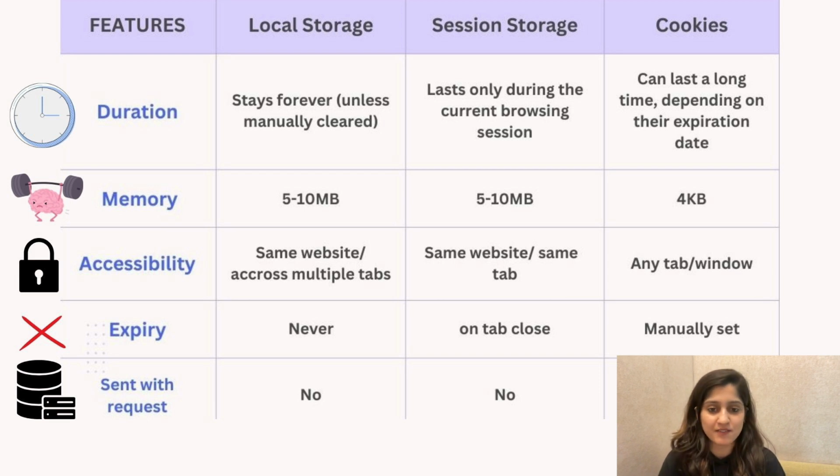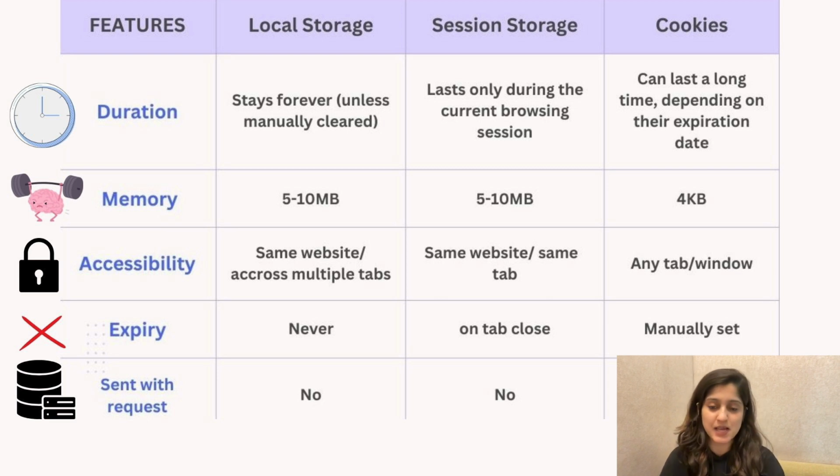And cookies have the smallest capacity of data. They are typically limited to around 4 KB per cookie, while multiple cookies can be used to store more data. And this is significantly less storage capacity as compared to local as well as session storage.